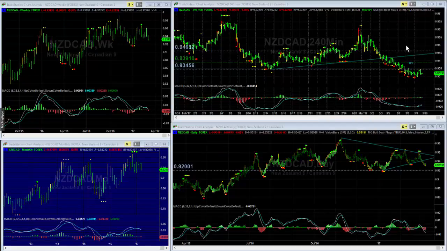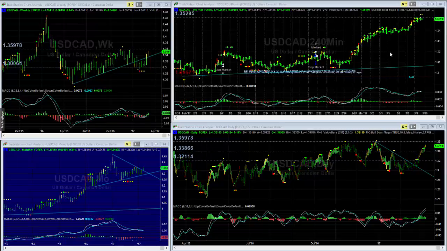And in the Kiwi Loonie, you can see that we're continuing to break lower. We broke down below the daily pennant as we showed before, and now we are going back up and retesting this previous support so far today and moving down a little bit lower. We're showing a little bit of bullishness in the 240, but still looking quite bearish on the daily and the weekly.